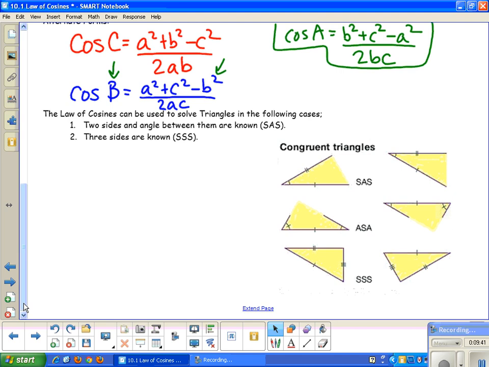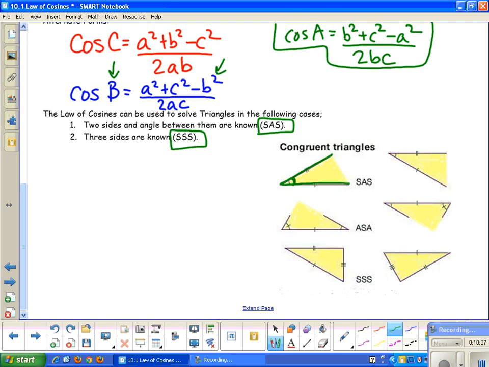Now, you can use the law of cosines in the following two cases. When you know two sides and the angle between them, and remember from geometry that means you have a side, angle, and a side. Or if you know all three sides, then you can solve for the angle using the alternate form of the law of cosines. So just to look at these triangles, this would be a side, the included angle, and a side right here. So this would be the included angle.